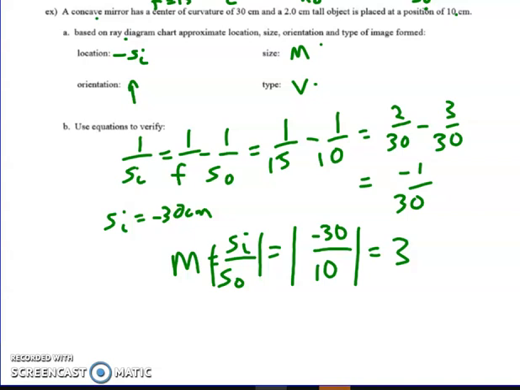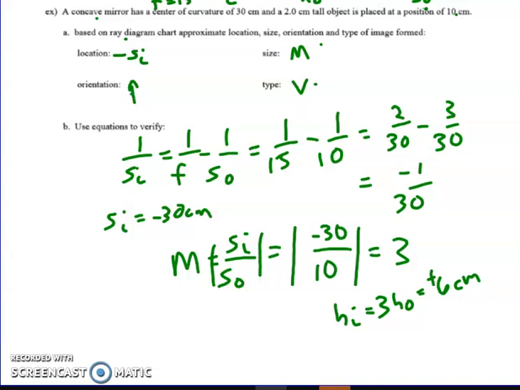So our image height, HI, is just going to be the magnification times the object height. It was 2, so that's going to be 6 centimeters tall. Technically it's 6 centimeters tall, but if we put a negative in there, that supports the idea that it's going to be upright.